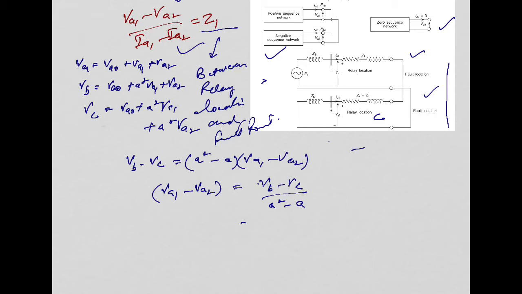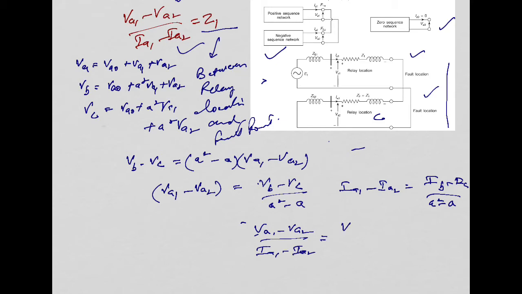Similarly, for the current, IA1 minus IA2 equals IB minus IC divided by A square minus A. And therefore, finally, we get VA1 minus VA2 divided by IA1 minus IA2 equals VB minus VC divided by IB minus IC equals Z1.